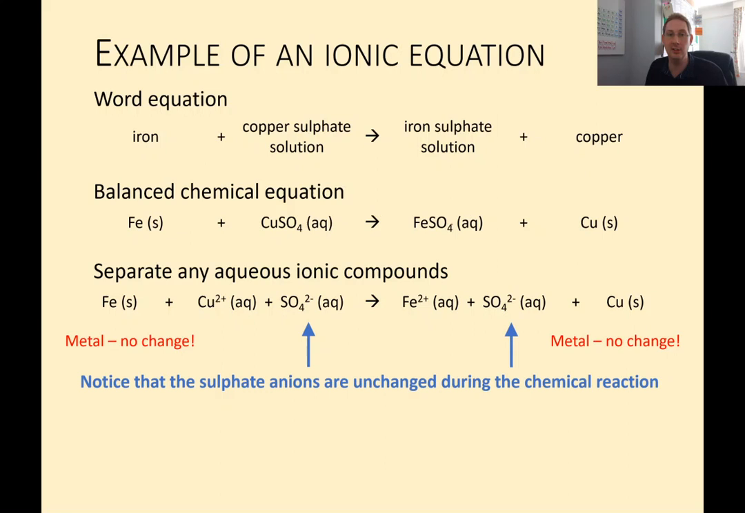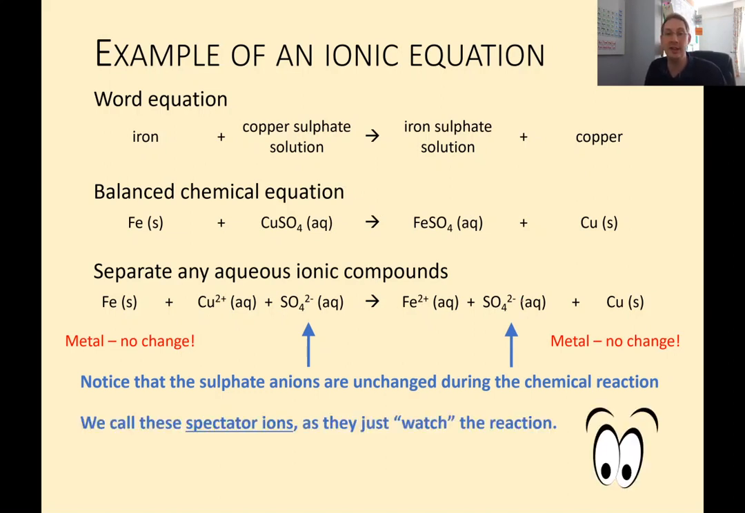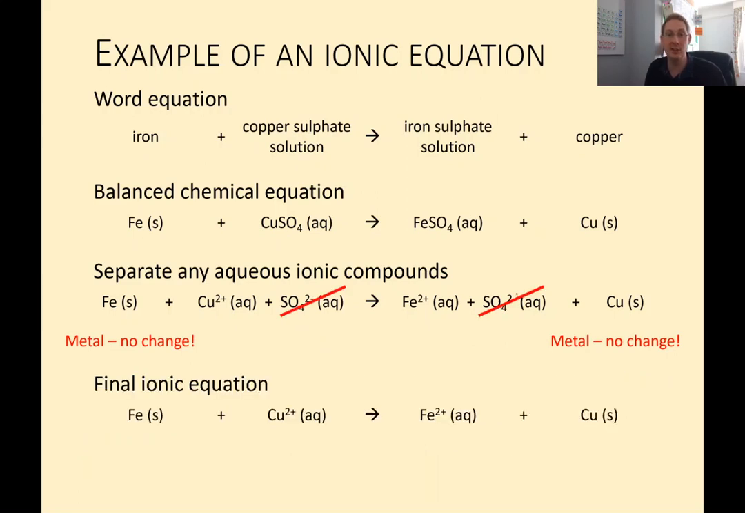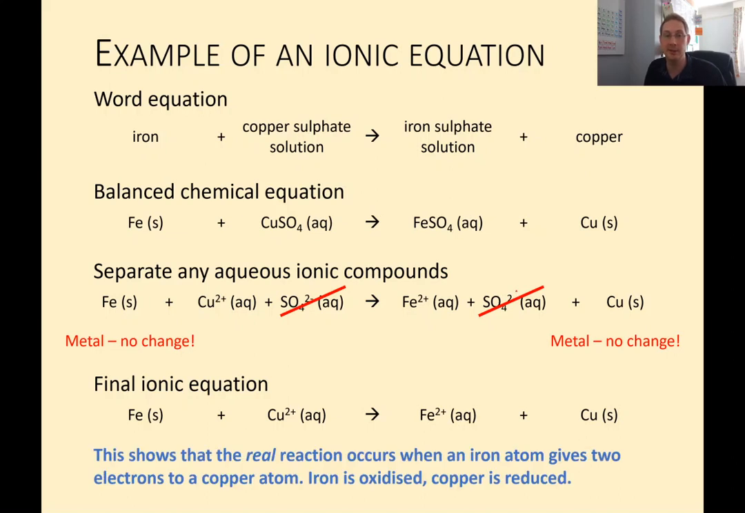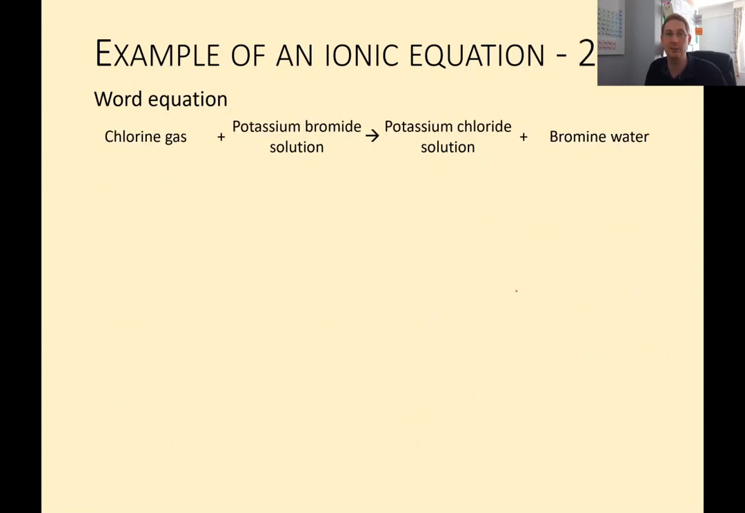But the copper sulfate and the iron sulfate are not copper sulfate and iron sulfate once they're dissolved. They are copper ions and sulfate ions, iron ions and sulfate ions. And when you do this, you notice that the sulfate ions aren't doing anything. They're just watching the reaction. And so they can be removed to give you the final ionic equation, which we looked at a couple of minutes ago. So the real reaction occurs when an iron atom gives 2 electrons to a copper atom. Iron is oxidized, copper is reduced.